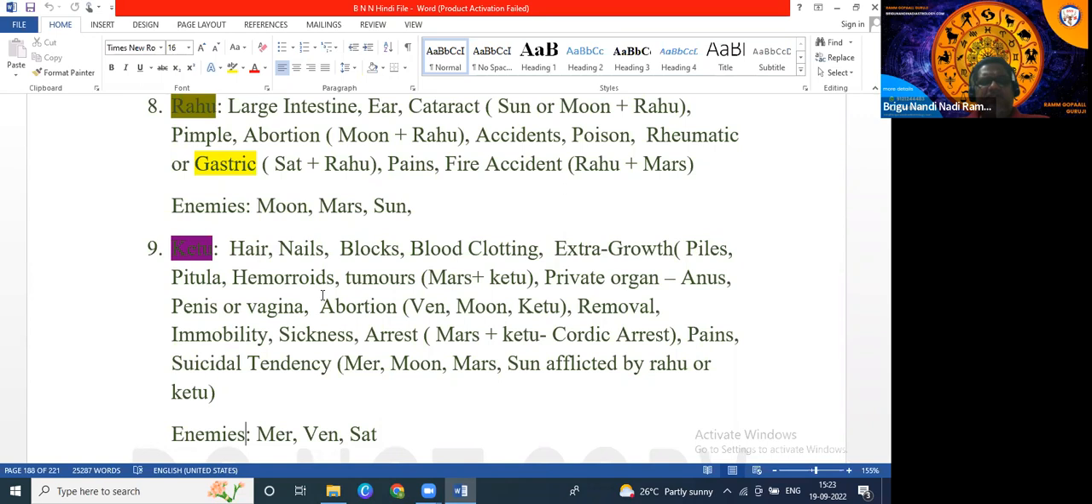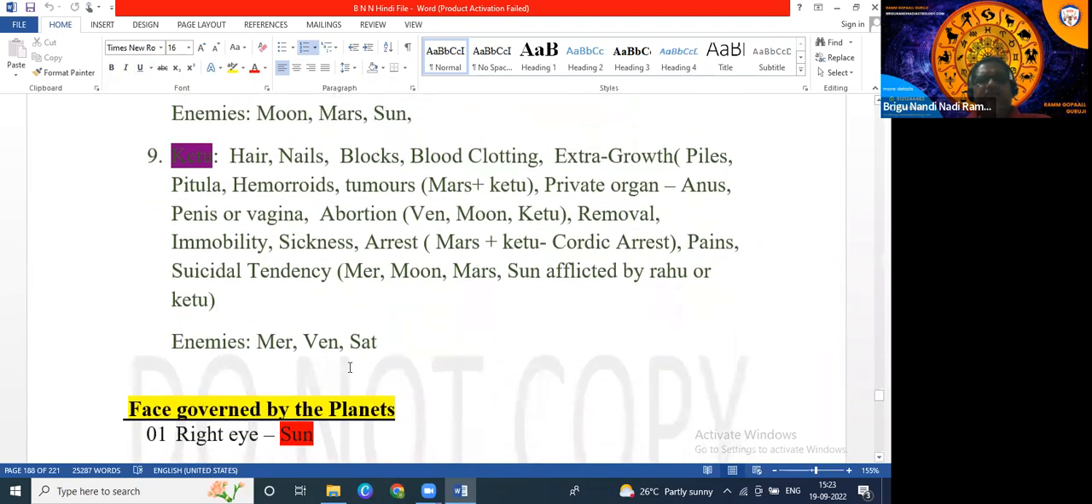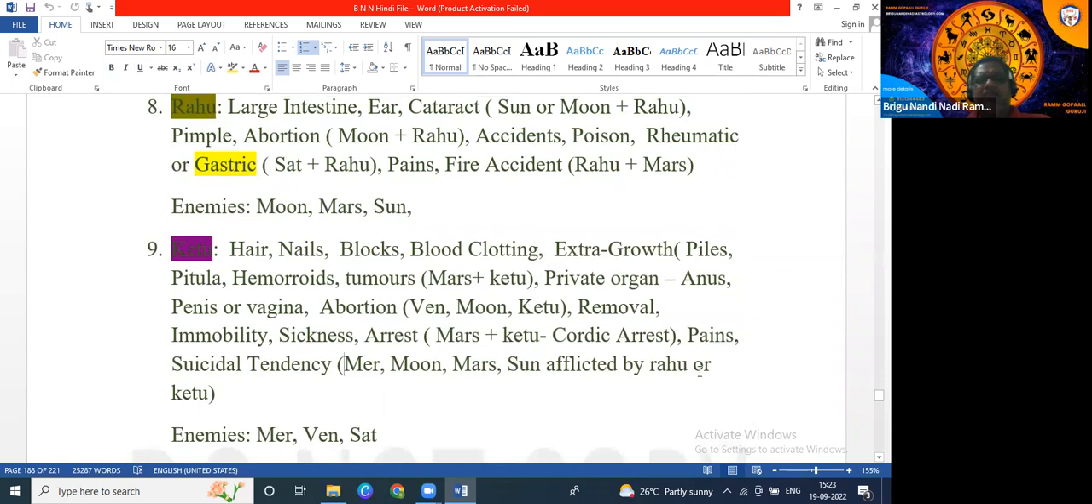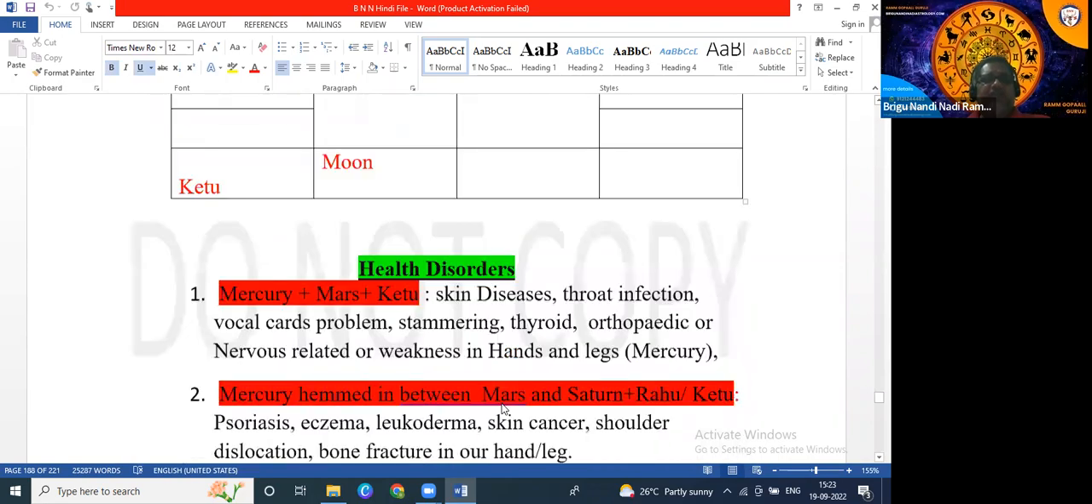So like this, based on the combination of planets. And now here we have observed one thing. Mercury, Moon, Mars, Sun are afflicted by Rahu, Ketu. The native may commit suicide. He will have suicidal tendency. So let us see two examples.